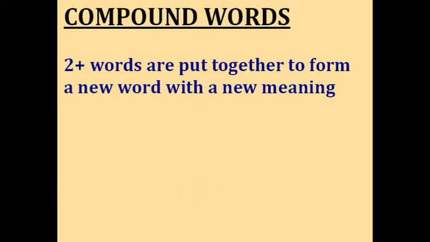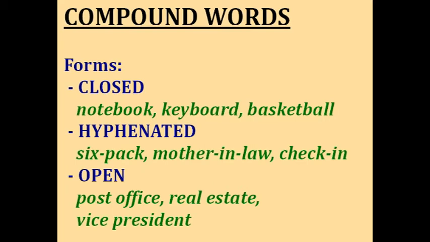Compound words are when two or more words are put together to form a new word with a new meaning. Now there are three forms of compound words. The closed form, where the words are together, like notebook, keyboard, and basketball. The hyphenated form, where the words are connected by a hyphen, like six-pack, mother-in-law, and check-in. And we have the open form, where the words are separated by a space, and some examples of that are post office, real estate, and vice president.